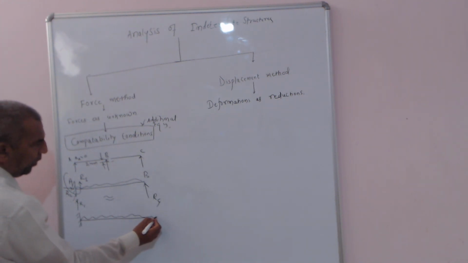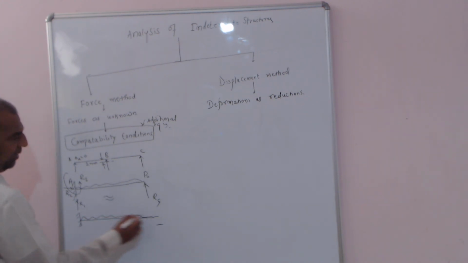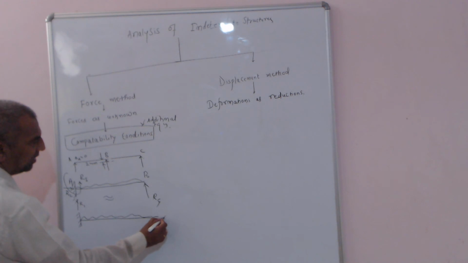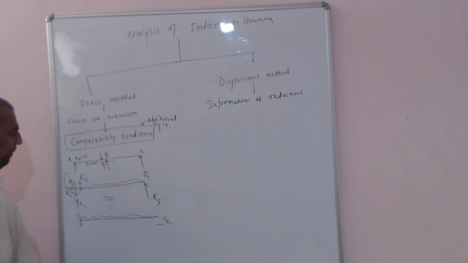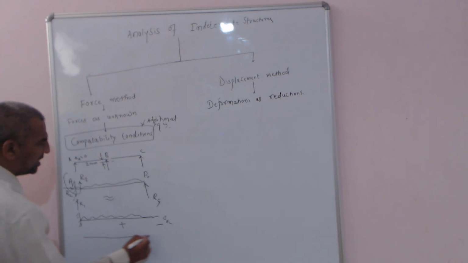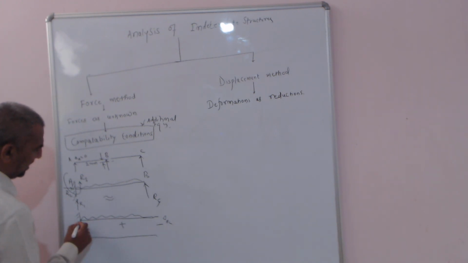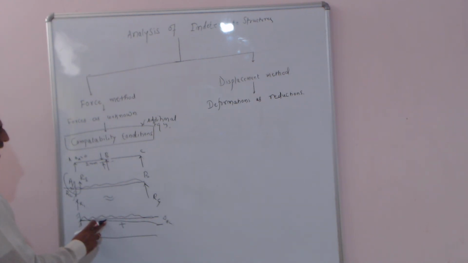You can get the downward movement, I will call this downward movement at B as the delta at B, due to the load. The load is applied on the structure. To this, I am adding one more structure like this. Can you tell me what I have drawn here? What is this line called? Yes, the elastic curve, the deformed shape of this particular member under this load.